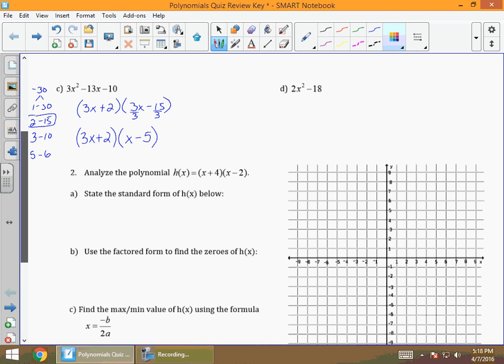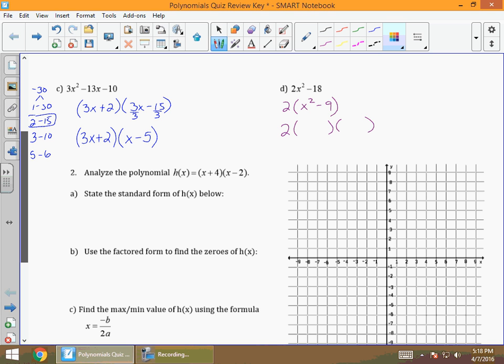Letter D is two terms, so instantly I'm starting to think right away it's got to be one of my special cases. I do see a GCF here. I have a GCF of 2. So if I were to pull the 2 out, I would have x squared minus 9. And does x squared minus 9 factor? It absolutely does. And that is the difference of two perfect squares.